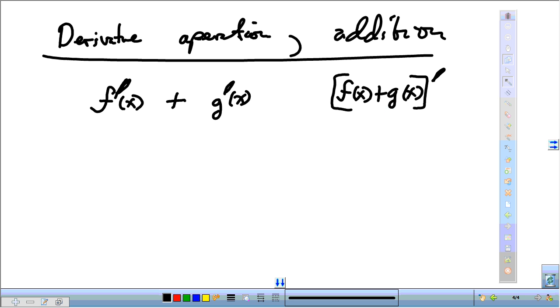And just like before, we should be careful. That doesn't necessarily mean we get the same thing, but for derivatives and addition, very nice, we do get the same thing. So we can do it either way.